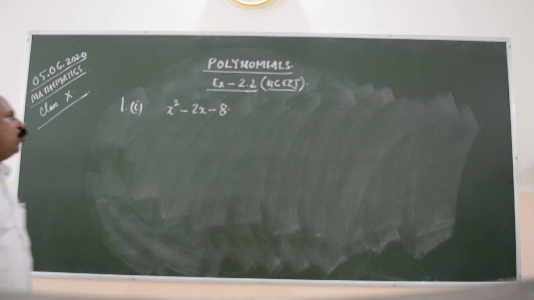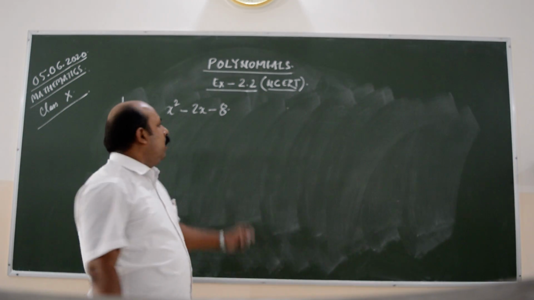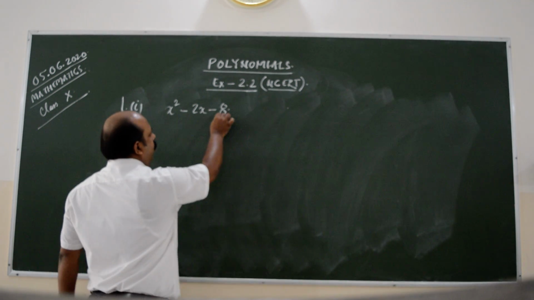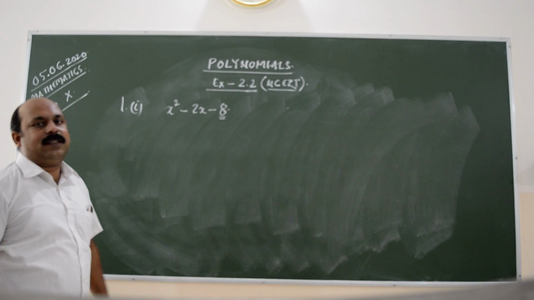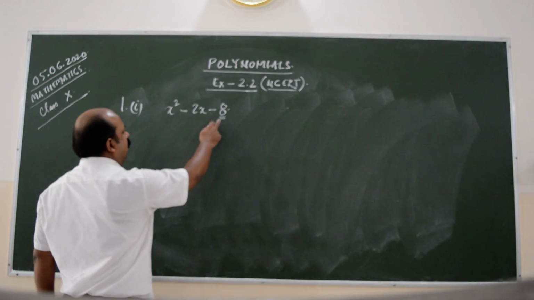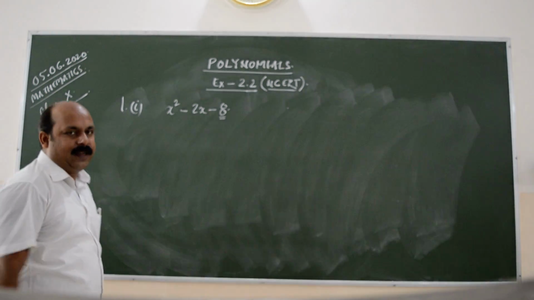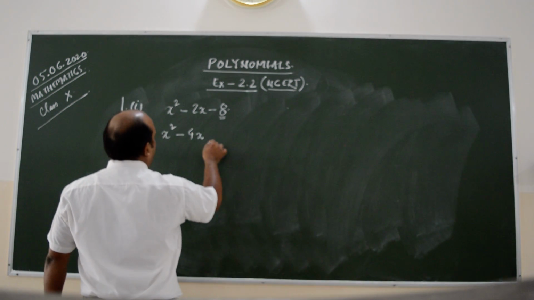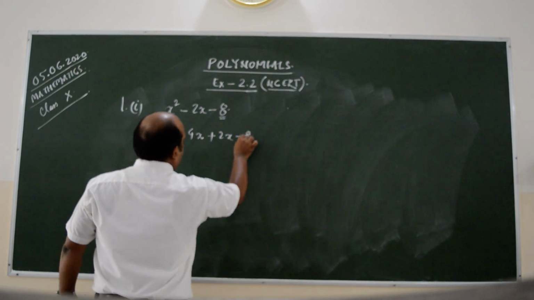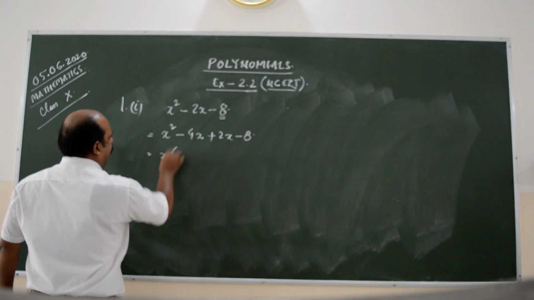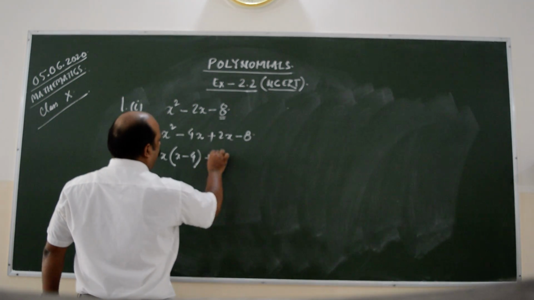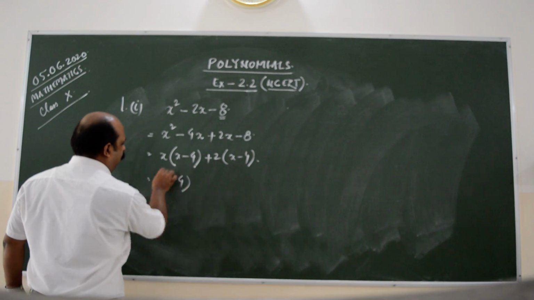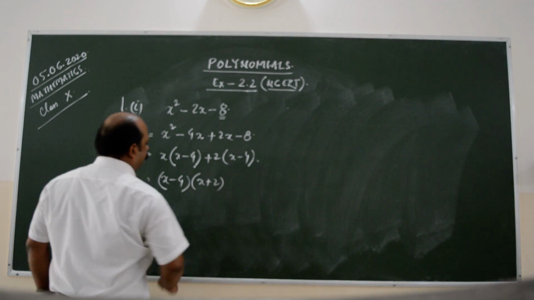So first of all, we need to find out the zeros. We will use concept of splitting the middle term. 4 2s are 8. So the factors of 8 are 4 and 2, and using the difference of the factors, we have to get minus 2. So this can be written as x square minus 4x plus 2x minus 8. If I take x common, x minus 4, plus 2 common, x minus 4. If I take x minus 4 as common, then x plus 2.